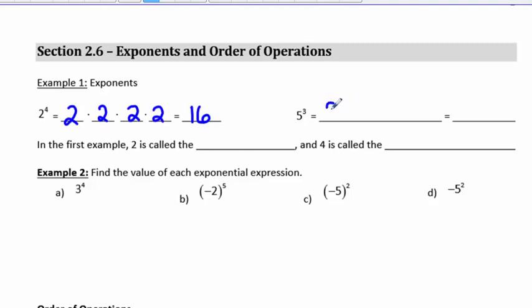In 5 to the 3rd, that means 5 times 5 times 5. 5 times 5 is 25, times 5 is 125. In the first example, the 2 is called the base, and the 4, in 2 to the 4th, is called the exponent.